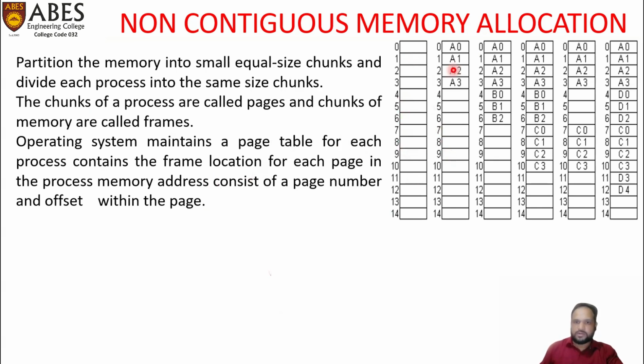These chunks are what the pages are. And chunks of memory, if we are going to divide the main memory, are known as frames. The operating system also maintains a table, the page table, for each individual process that contains frame locations for each page in the process. A memory address consists of a page number and an offset address within the page itself.